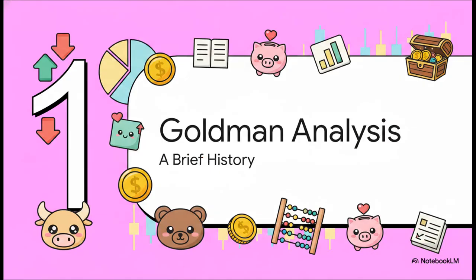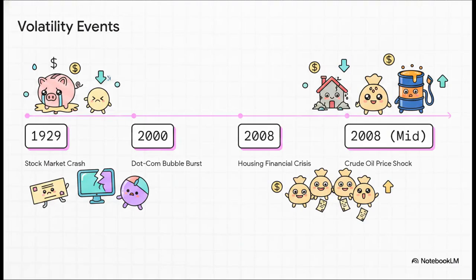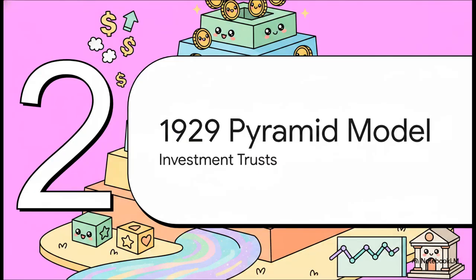All right, Section 1, Goldman Analysis Brief. We're mapping out over a century of financial evolution here, creating a timeline of major market shocks. We'll trace the trajectory right from the 1929 stock market crash through the 2000 dot-com bubble burst and straight into the dual crises of 2008, both the housing meltdown and that massive crude oil price shock. What we're doing as independent analysts is looking for the exact patterns in how financial instruments are adapted to leverage these specific volatility events.